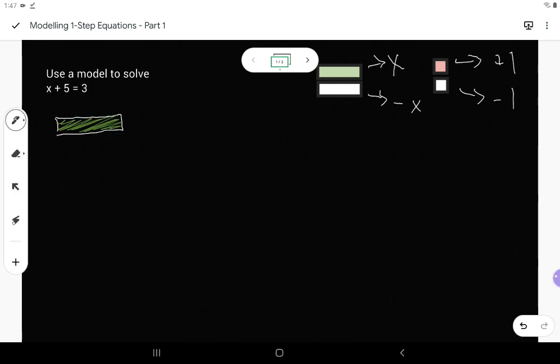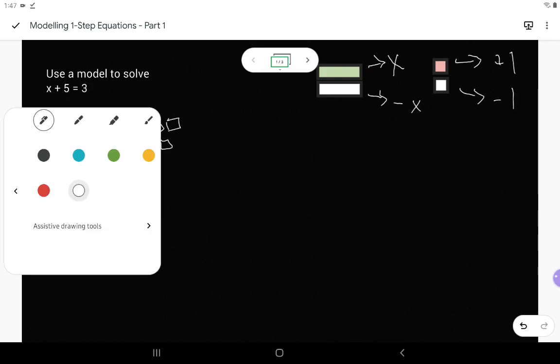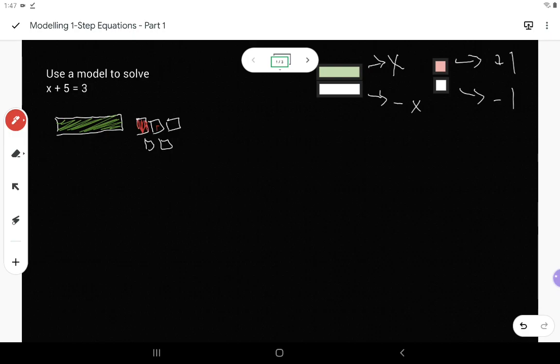And then I have plus 5. So the way I would represent plus 5 is this would be the same as positive 5. So I'm going to add 5 ones tiles, and these ones tiles are positive, so I'm going to color them in red. My x and 5 positive ones, and I don't need any symbols because it says x, and because these are positive, we would think of it as x plus 5 because it's positive 5.